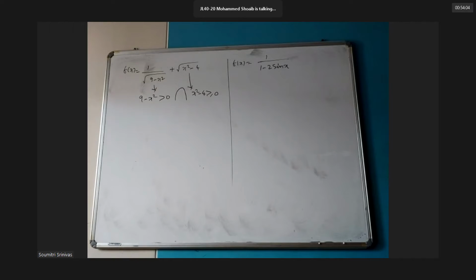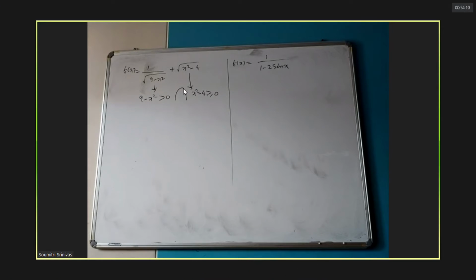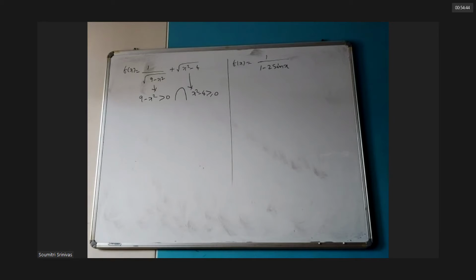Minus 3 comma minus 2 union 2 comma 3. चले कंटिन्यू. कोई और आंसर बोलेंगे? Minus 3 comma minus 2 union 2 comma 3, sir.